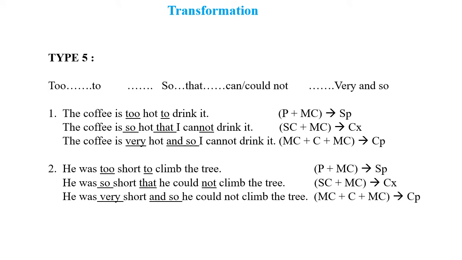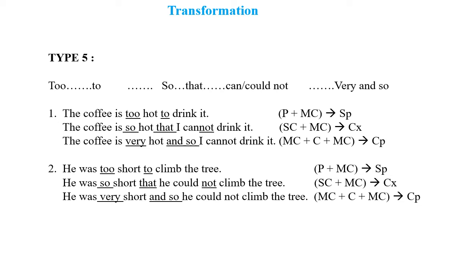Next, type 5. To, so that not, very and so. This shows the negative result of the action. The coffee is too hot to drink. The coffee is so hot that I cannot drink it. As the sentence is in present tense, we have put can. If it is past tense, we have to put could. The coffee is very hot and so I cannot drink it.